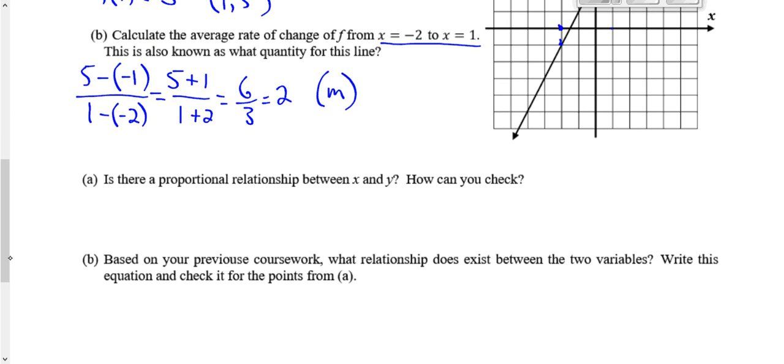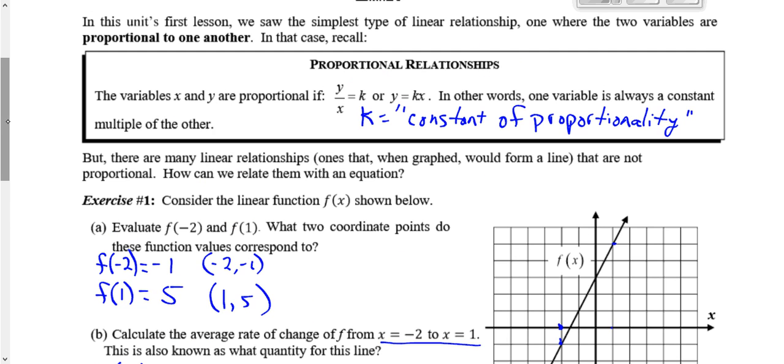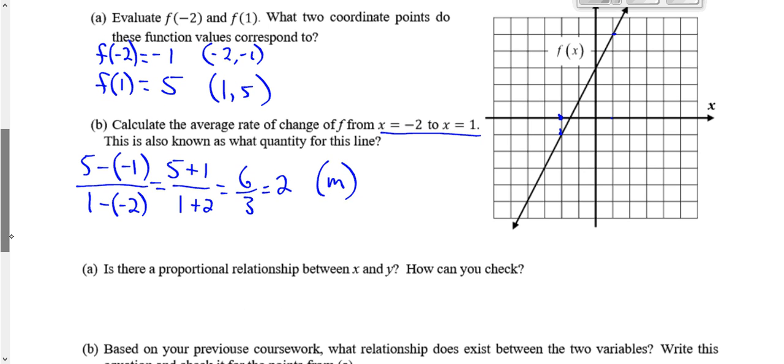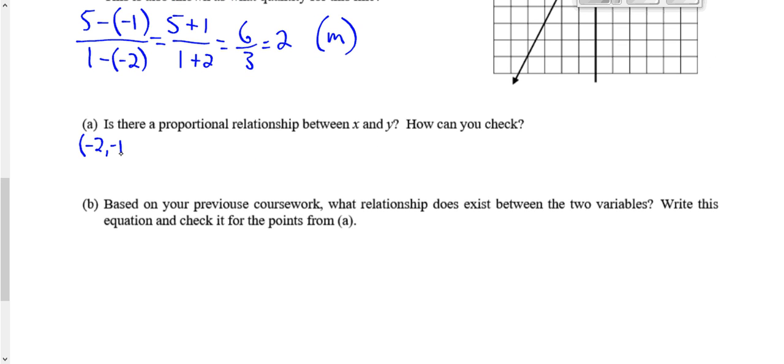Anyway, is there a proportional relationship between x and y? Well, let's calculate the k for both of these coordinates. What does k equal? Y over x, right? You got x and y here. So if this is a proportional relationship, both of these points should have the same ratio, the same k. If they don't, then it's not proportional. So let's find out. Let's do the negative 2, negative 1. So k will equal negative 1 over negative 2, which is actually what?